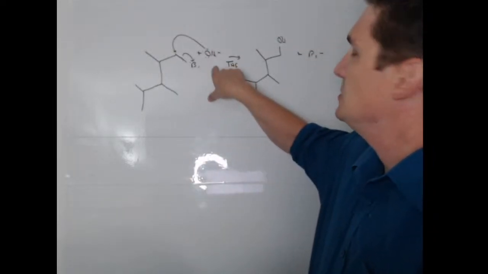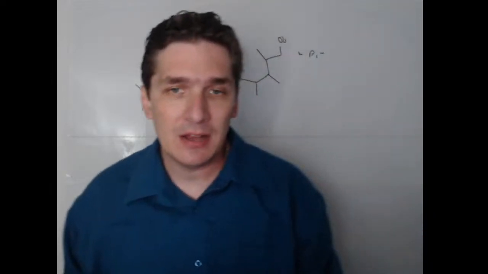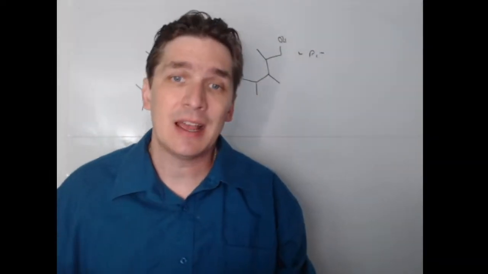Now, the H here doesn't do anything, it forms an alcohol. So actually this can be anything. This can be an R group. And this is an alkoxide. So an alkoxide is an alcohol that has lost its hydrogen.